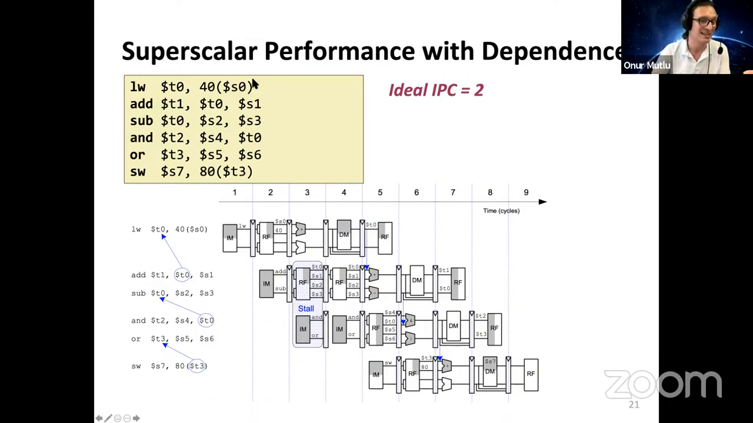So basically, you're running into issues with compiler reordering. Maybe you cannot do it just by looking at this piece of code. You may need to look at later parts of the code to actually do that reordering. But if the compiler can actually put instructions over here that are independent, you can get back to ideal IPC, assuming the compiler is able to do that, of course, right?